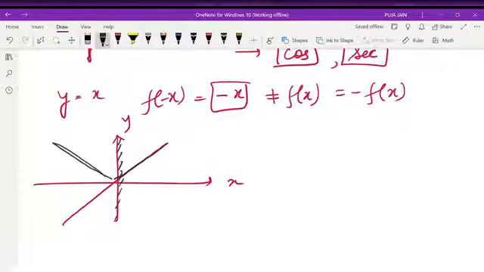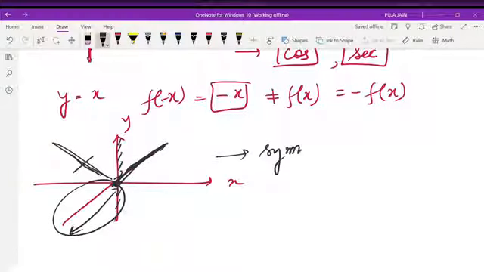But this is not there in my graph. I am not getting this part, right? So this is not symmetric about y-axis, but this is symmetric about origin. If I fold this from origin, I will get this part, right? So this is symmetric about origin, not about y-axis. This is the property of an antisymmetric function, okay? Symmetric about origin, not about y-axis.